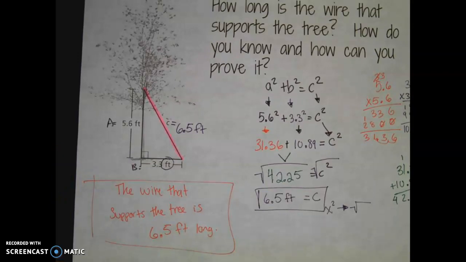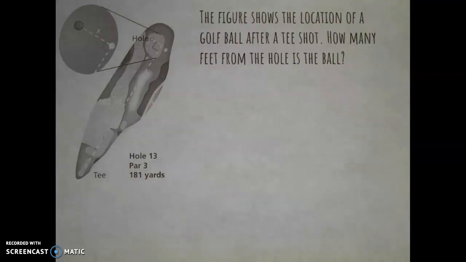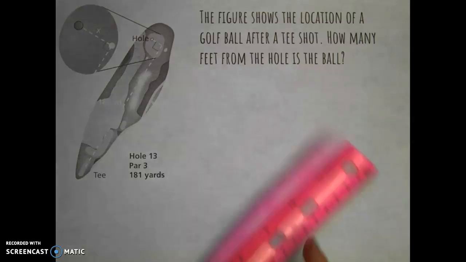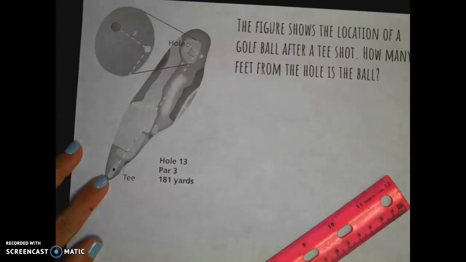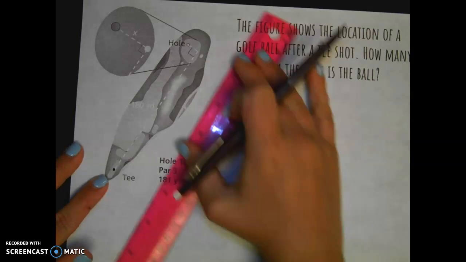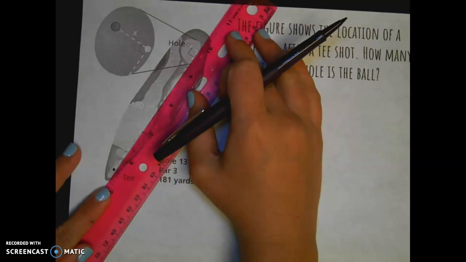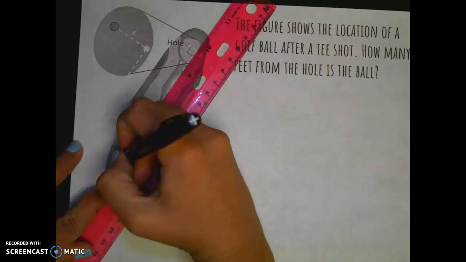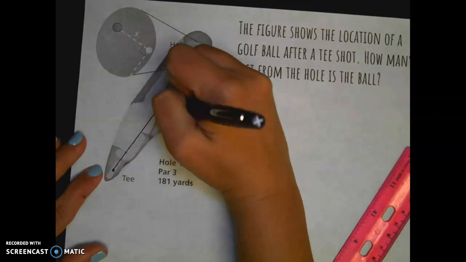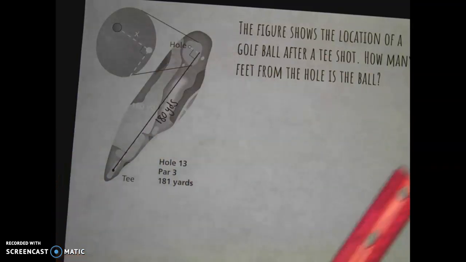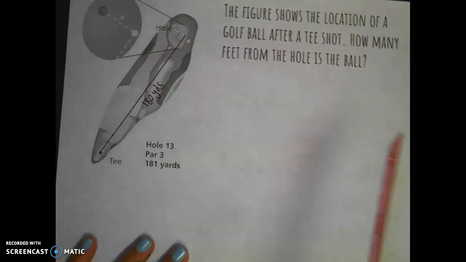So let's go over the second example from today. All right, here's the second problem we went over today in class. It says the figure shows the location of a golf ball after a tee shot. How many feet from the hole is the ball? As you can see, here's the tee. That's where they kicked off. There is a dashed line here, which you can't really see, so I'm going to make it a little bit darker so you can see. It says that dashed line is 180 yards.